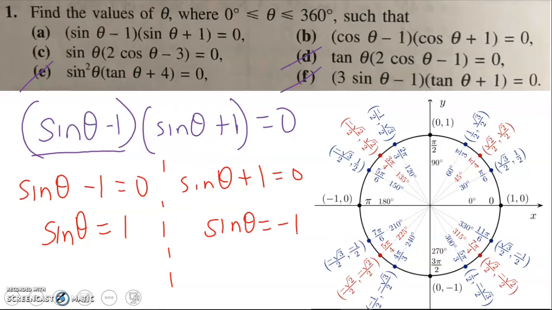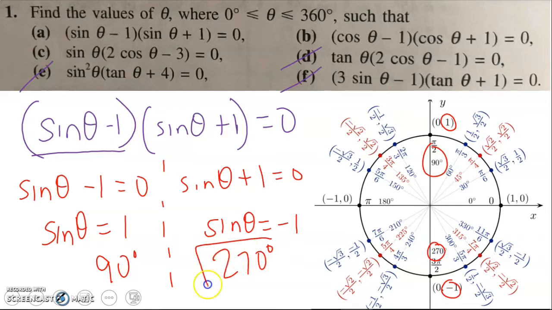Okay, so in this case, if sine theta is equal to 1, I know it's equal to 90 degrees. I also know sine theta is equal to negative 1. Well, sine is equal to negative 1 at 270. So those are my two answers. Okay, so 270 and 90. You're going to do B and C the same exact way. Okay, you're going to solve for them individually. You can also graph. You have the unit circle as a quick representation as well.